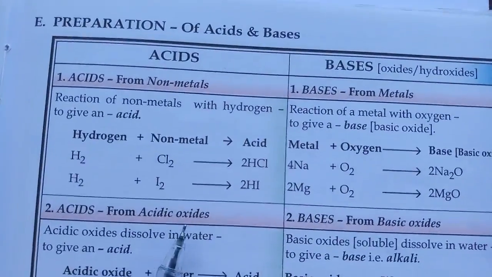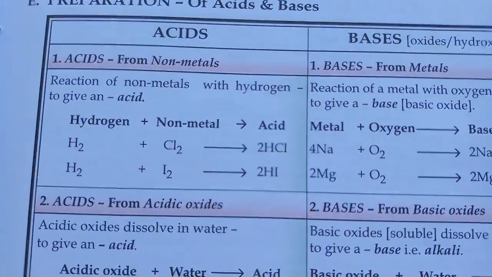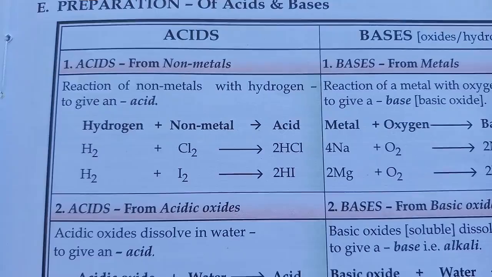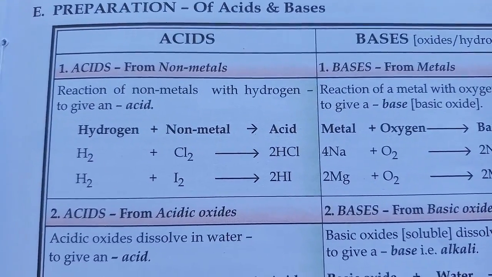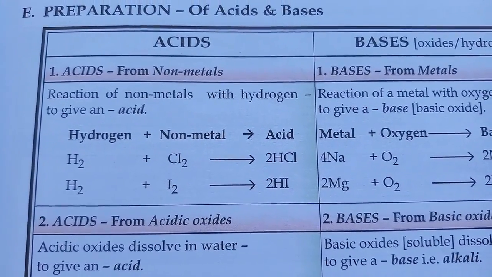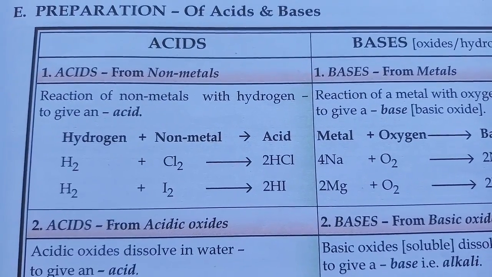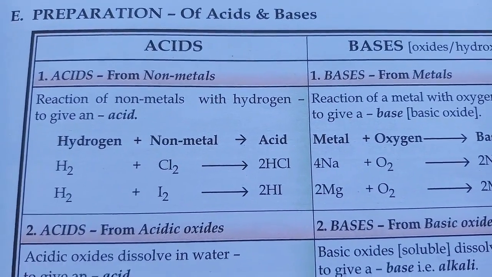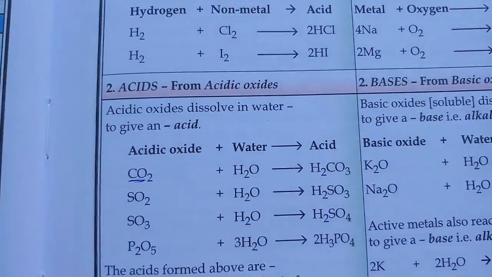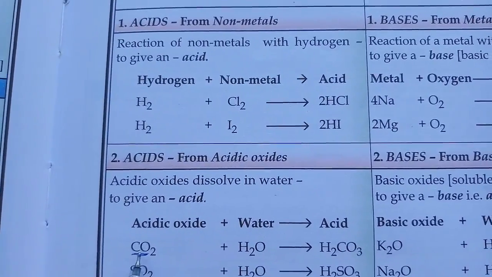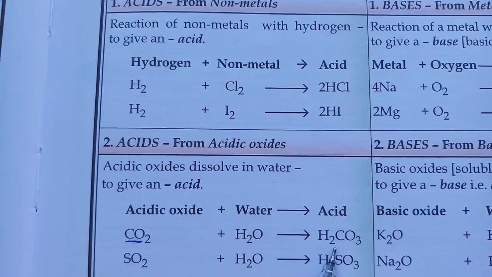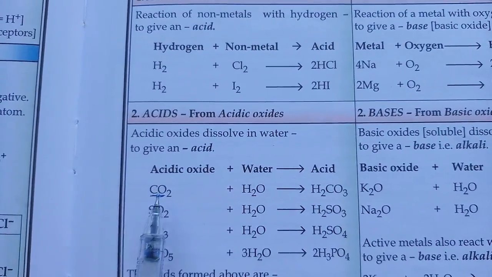Acids from the acidic oxides. When you say acidic oxide, it means CO2 is an oxide. We call it acidic oxide because when it reacts with water, it turns into acid. So whatever oxides react with water and give you acid are called acidic oxides, right? For example, carbon dioxide reacts with water, it gives you carbonic acid, H2CO3. So CO2 is an acidic oxide.